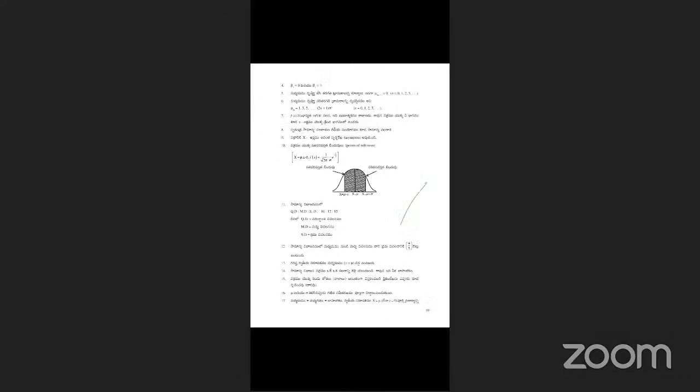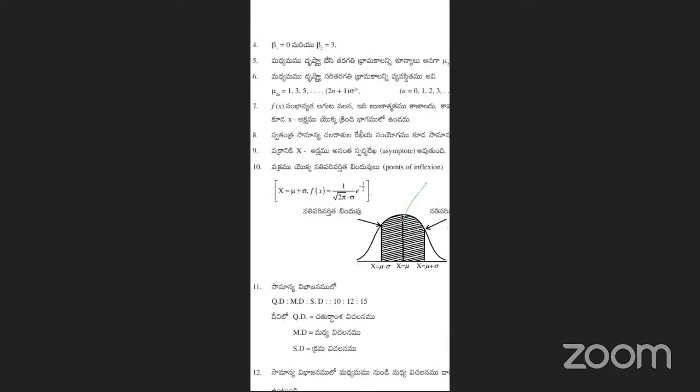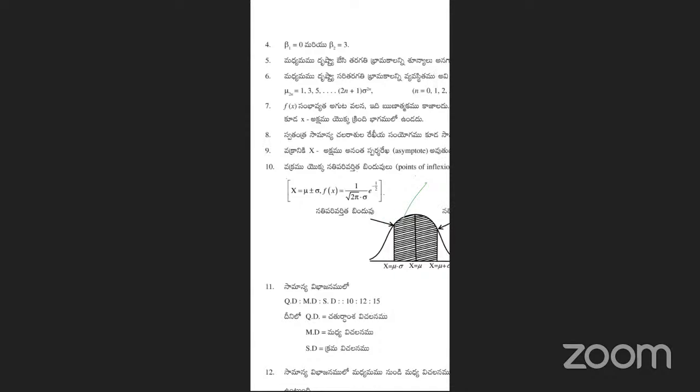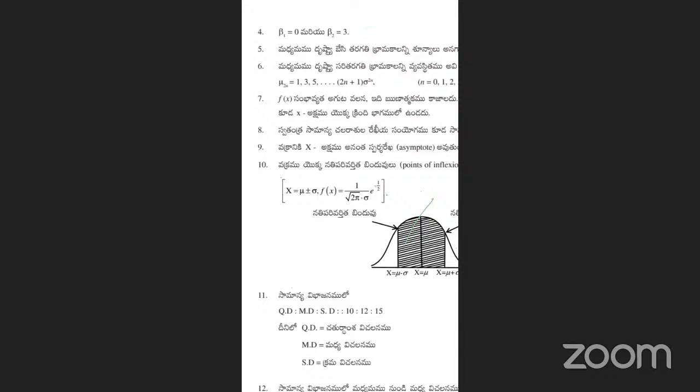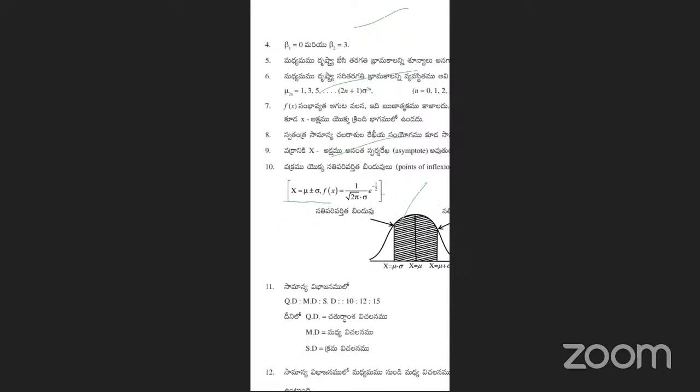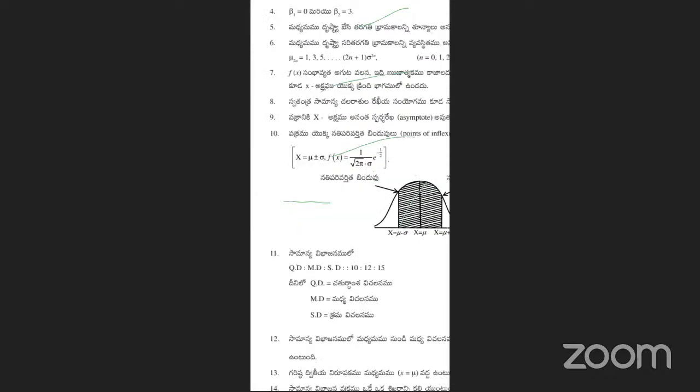Now see this curve once, please. Whatever we learned, if you have written the points, please see. First point: we proved that beta 1 is 0, beta 2 is 3. And the second point: all odd order moments are 0. Even order moments exist.